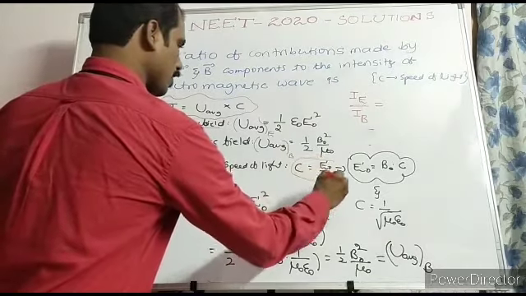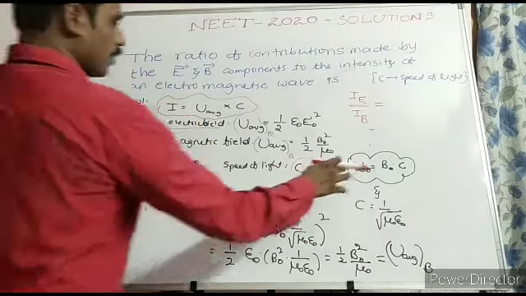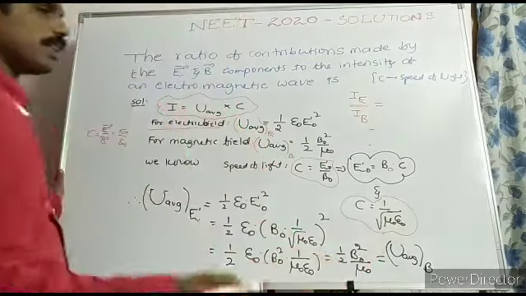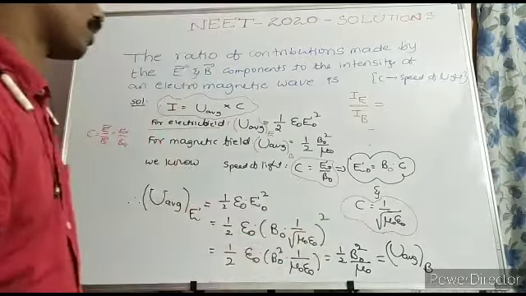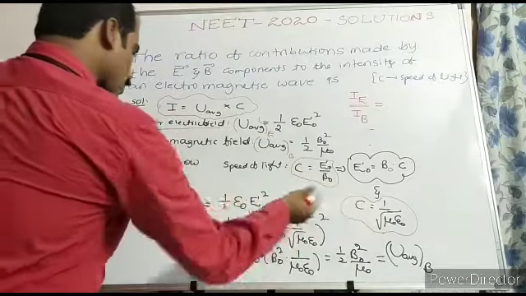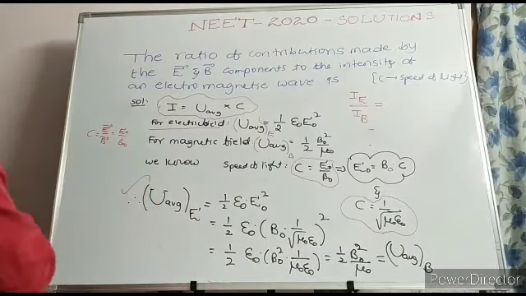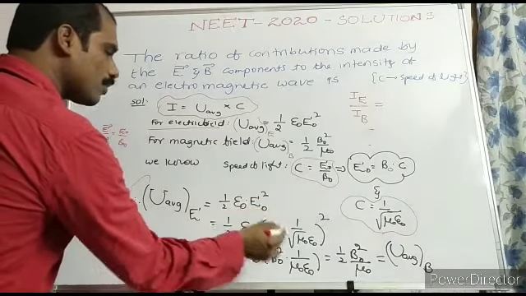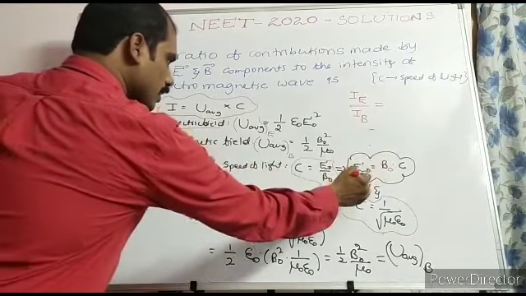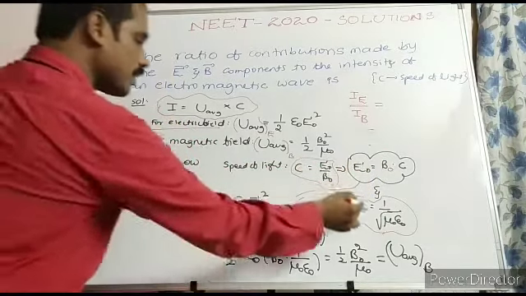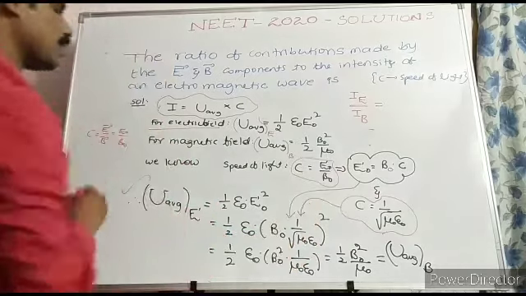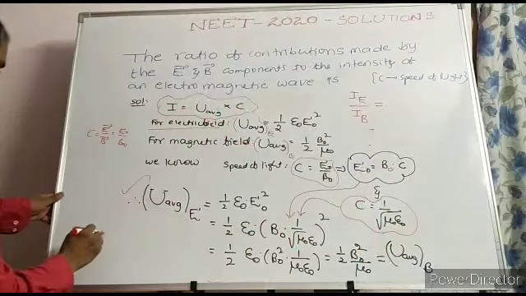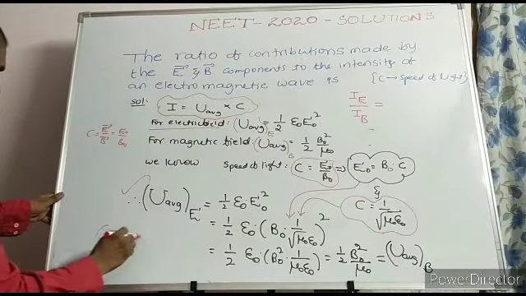So using this expression we came to know that E naught is equal to B naught into C, as well as speed of light C can be represented using permeability and permittivity. C is equal to 1 by root of mu naught epsilon naught. By substituting this value in average energy of electric field intensity, half into epsilon E naught square, instead of E naught we have to write B naught C, where C is nothing but 1 by root of mu naught into epsilon naught.